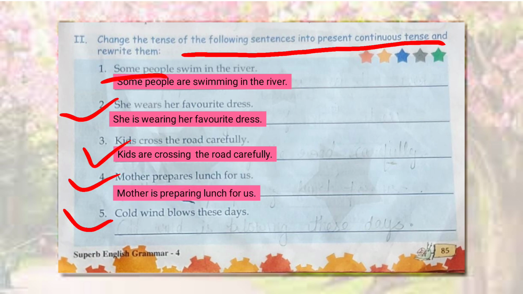The next is cold wind blows these days. Here again it's an example of simple present tense. So what will we do? With cold wind here, blows, na? It means cold wind is also an example of a singular subject. So what will we do? Cold wind is blowing. Cold wind is blowing these days.